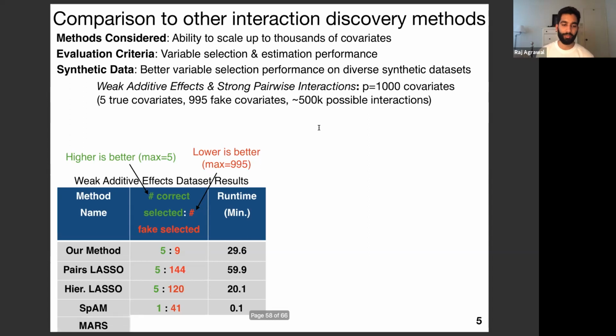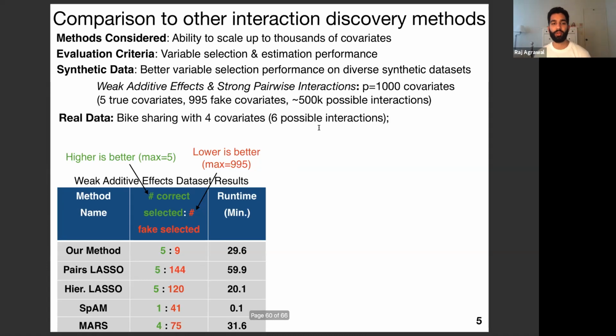And finally, the last method we compare against is MARS, which greedily traverses a space of interactions. And this method picks up most of the correct covariates, but it comes again at the expense of picking up a fair number of fake covariates. And in terms of runtime, it's similar to our method.